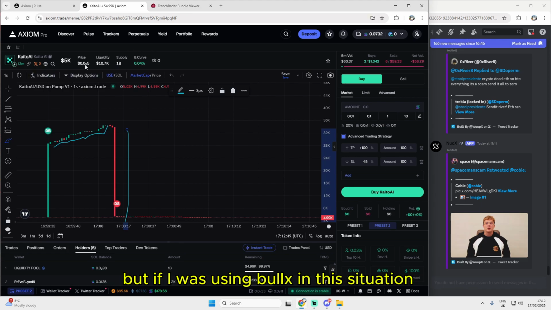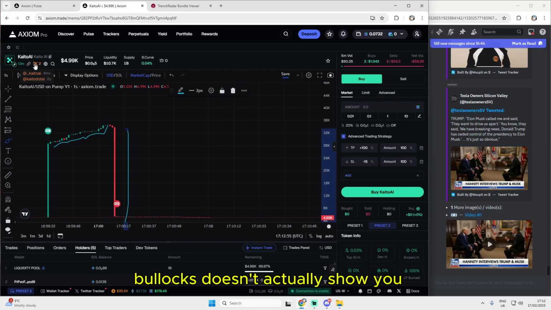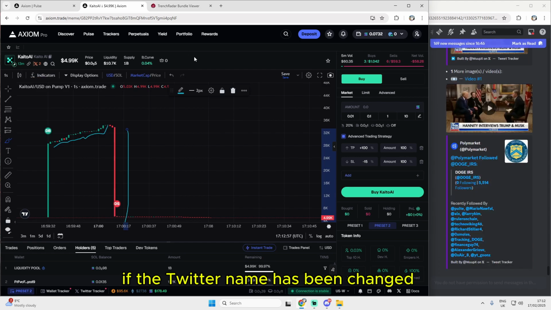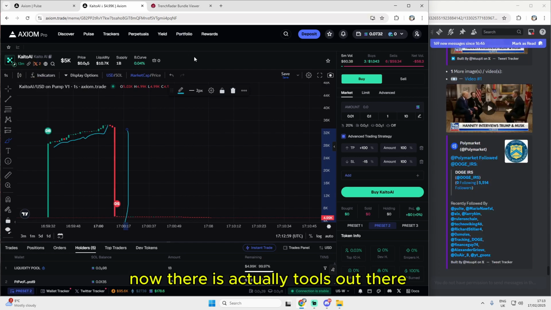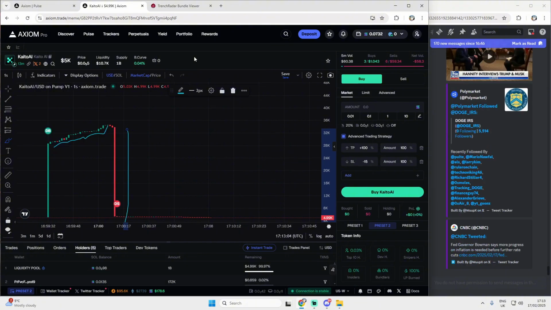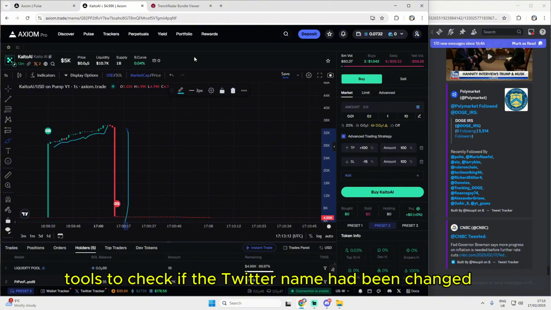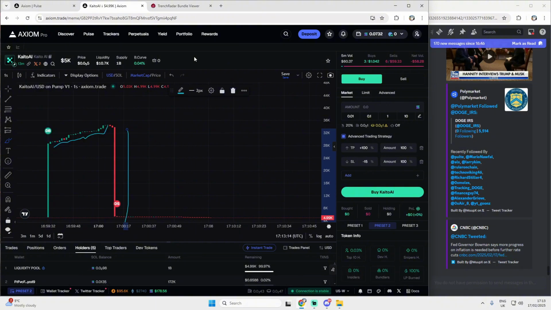So I think this scam was not as obvious as other scams, apart from the Twitter being restricted. But if I was using Bullex in this situation, which is another trading platform, Bullex doesn't actually show you if the Twitter name has been changed. Now, there is actually tools out there which basically help you check this kind of stuff. But this was before I started to use Axiom. We were using these different tools. So we were using tools to check if it was bundled, tools to check if the Twitter name had been changed, etc. But with Axiom, because they've sold now, it doesn't pop up.